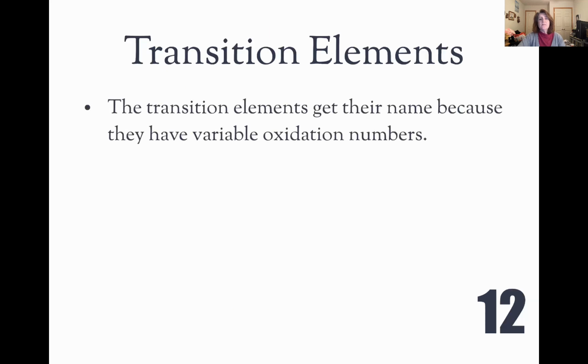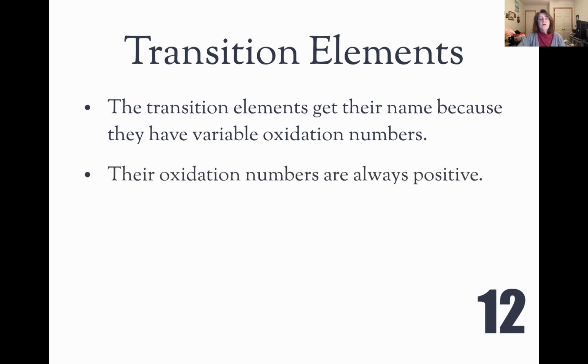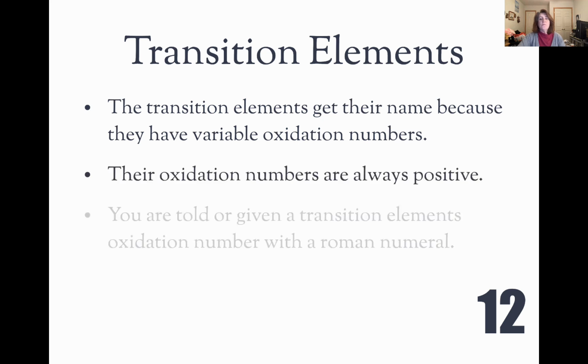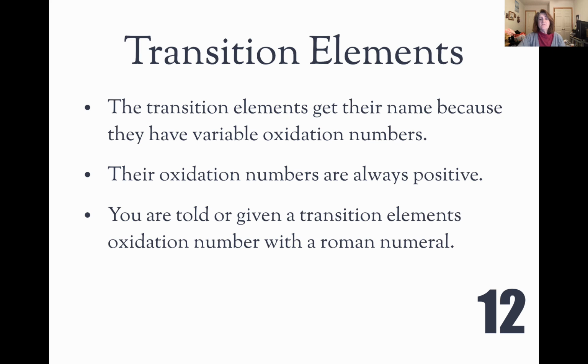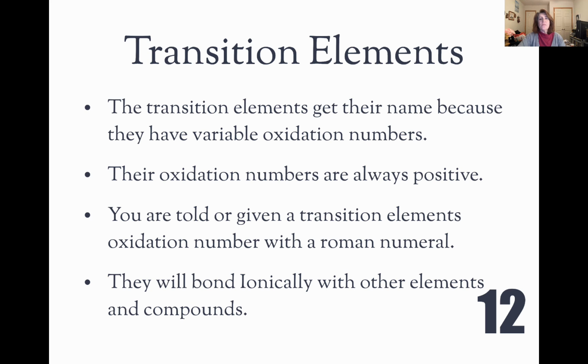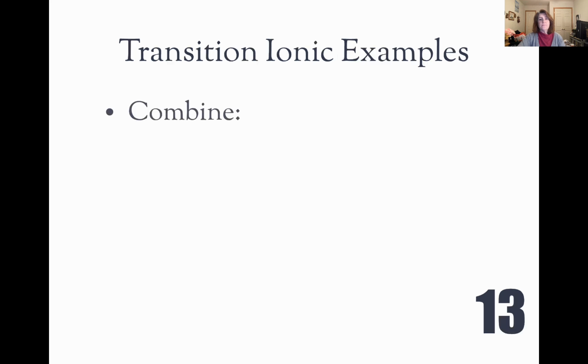Your transition elements get their names because they have variable oxidation numbers. However, their oxidation numbers are always positive, and you will be given the transition's oxidation with a Roman numeral. Transition elements are on the metal side of the stair-step, so they will bond ionically with nonmetals.